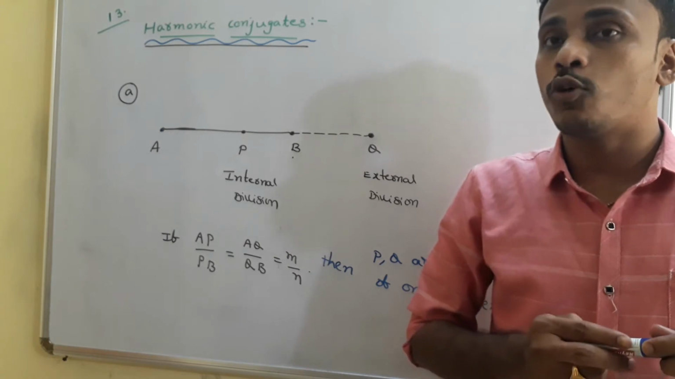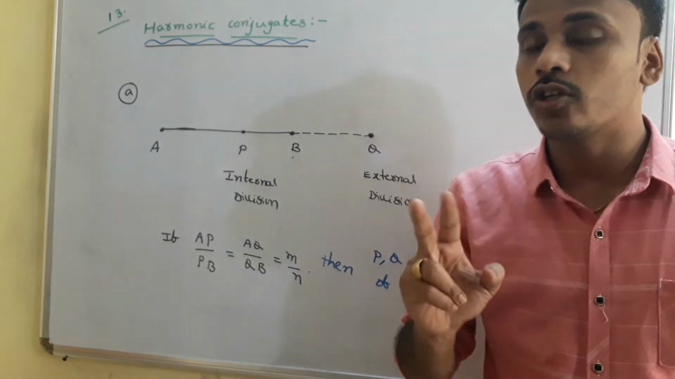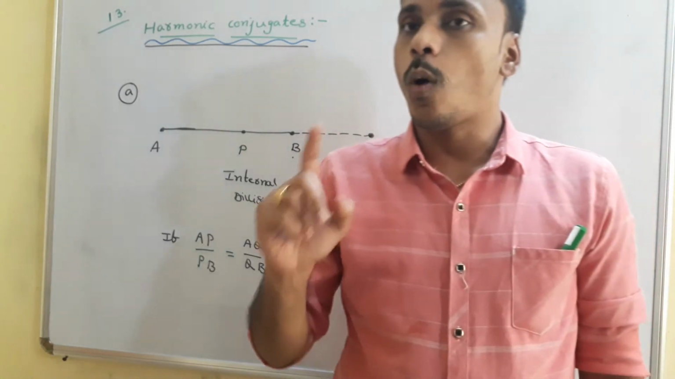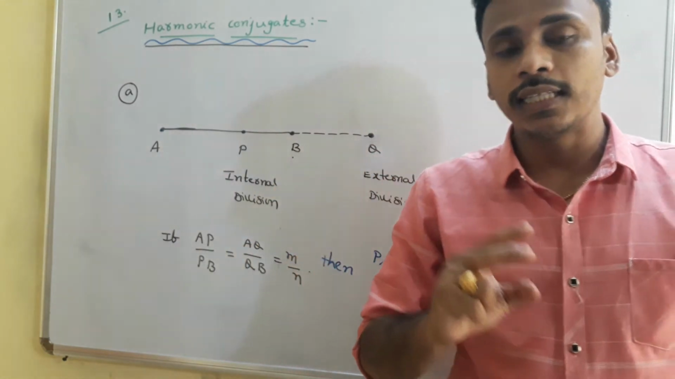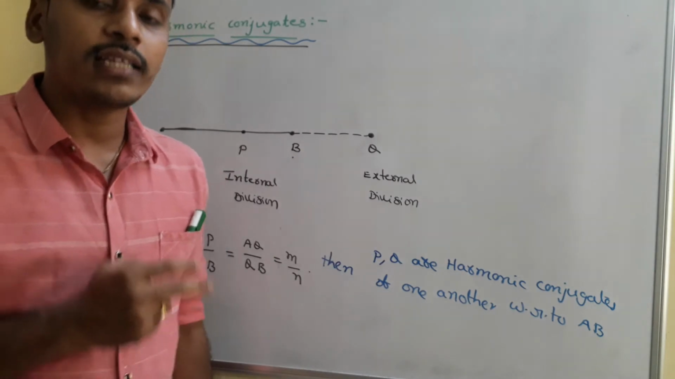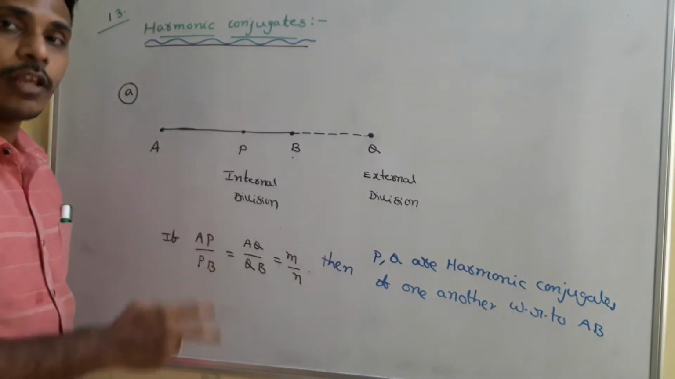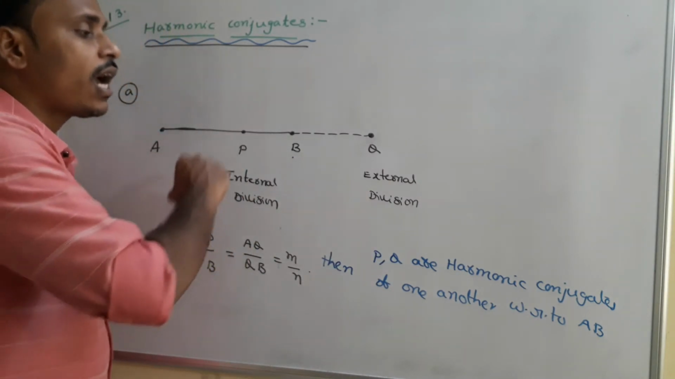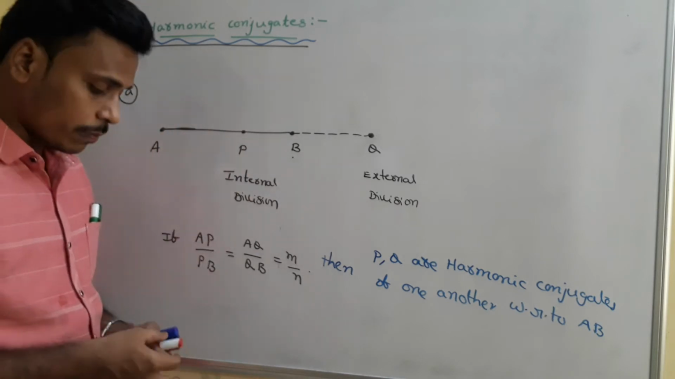And what are those harmonic conjugates? Harmonic conjugates are two points. One is the internal point and the other is the external point, and these two points are dividing the given line segment in the same ratio, but one internally and the other externally. The concept is very clear.